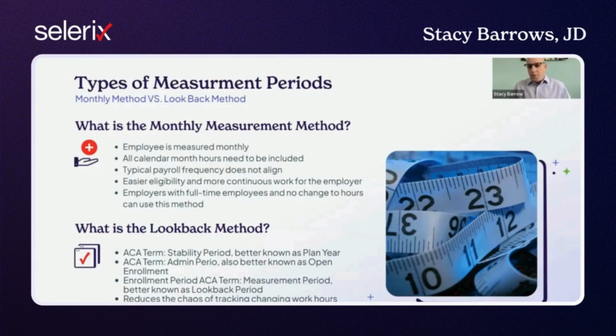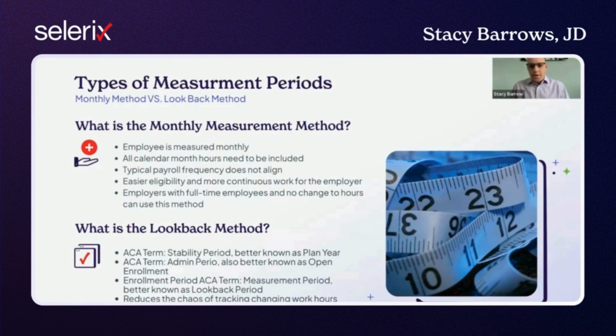Here, you are looking at each employee on a monthly basis. If they work 130 hours or more in a month, they'll be considered to be full-time that month. And you look at each month during the year. This can be a little bit tedious to track on a monthly basis. You also may have your payroll frequencies not strictly aligned with calendar months, and there's workarounds for all of that, but it can be a little bit administratively burdensome. It's kind of easier for employers that have only full-time employees, or full-time and part-time.